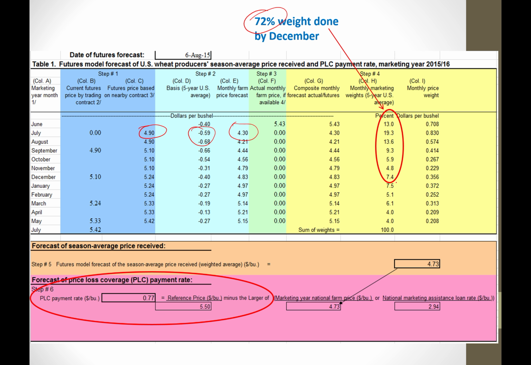If it stays down through December, even if there's a pretty significant movement upwards after that, most of the weighting is already done in the average. So by December, we'll have a pretty good grip on how this program is going to pay.